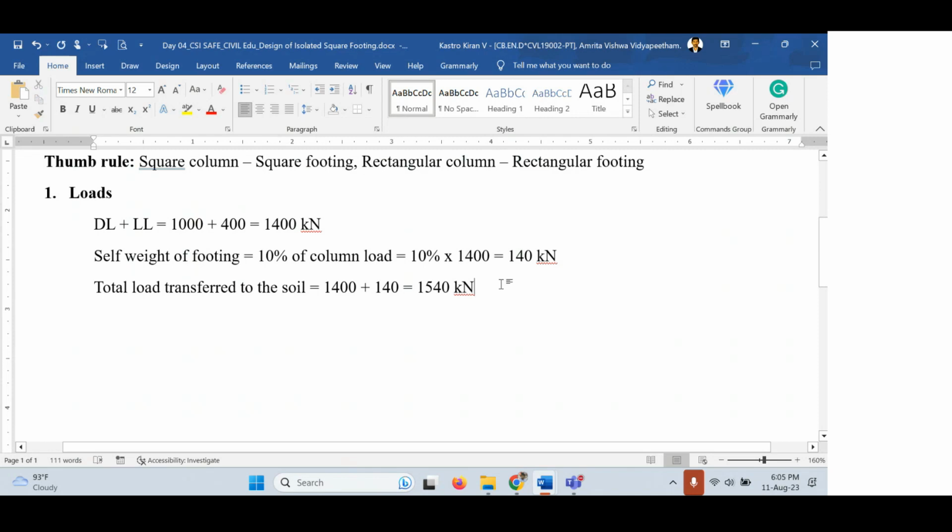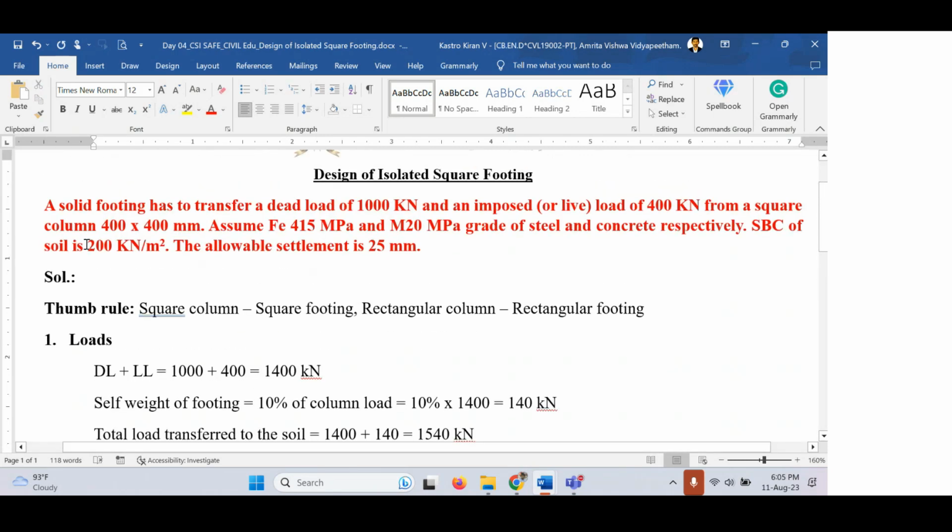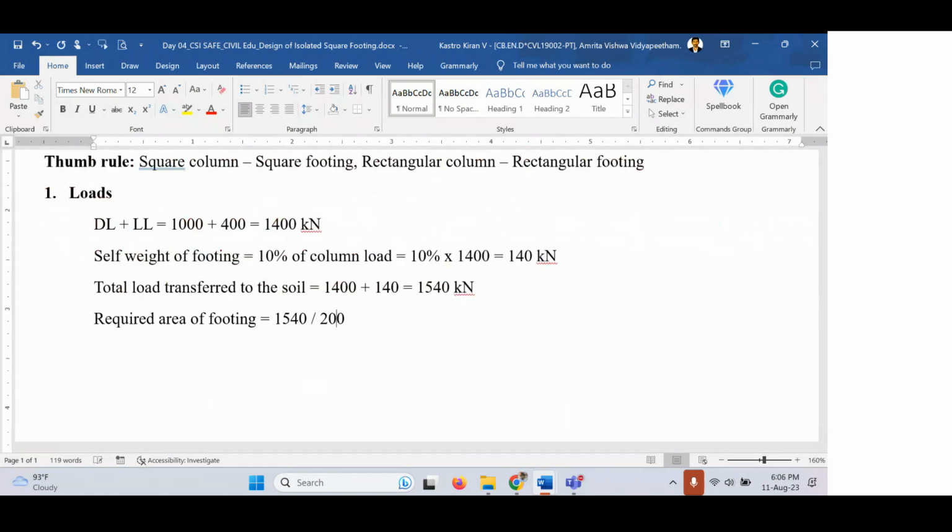From this, we can find out the area of footing, which we call the required area of footing. So how to calculate the required area of footing? Required area of footing equals total load transferred to the soil, that is 1540, divided by the SBC of soil. What is the SBC of the soil? It is 200 kilonewtons per square meter. So the total load divided by SBC of soil becomes 7.7 square meters. So this is the area of the footing.